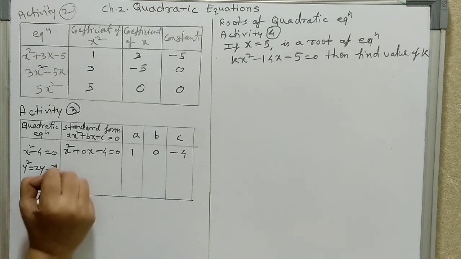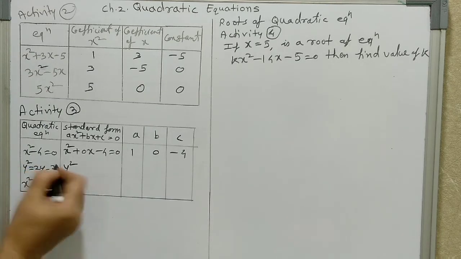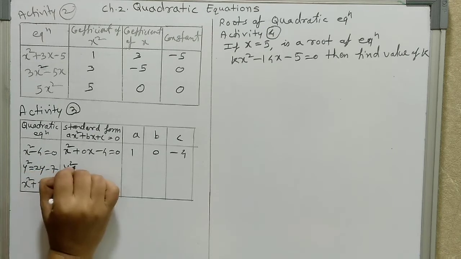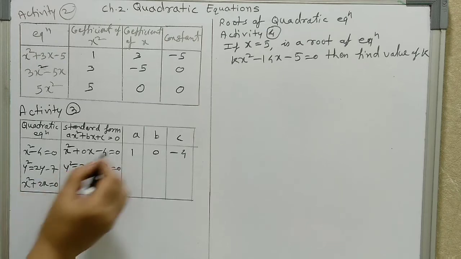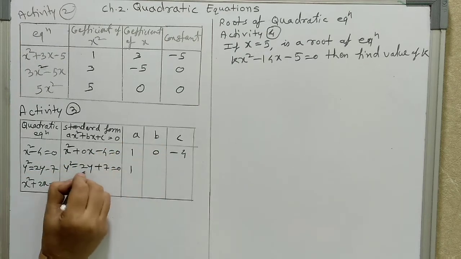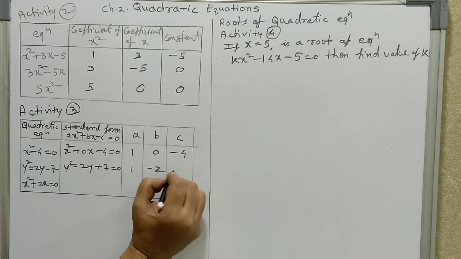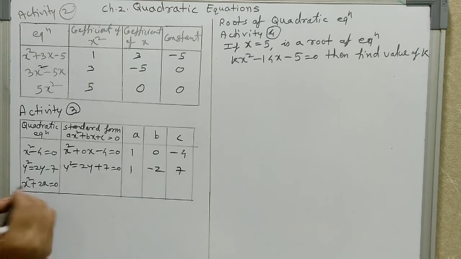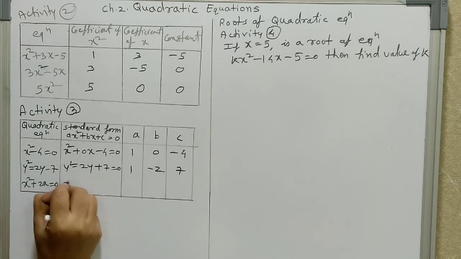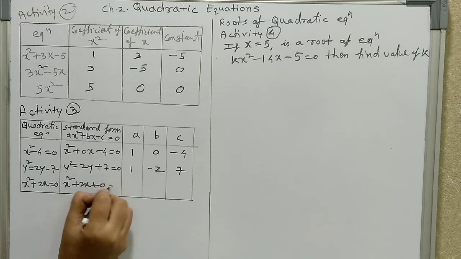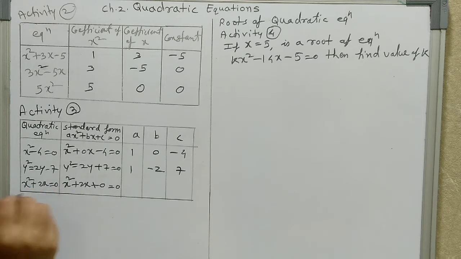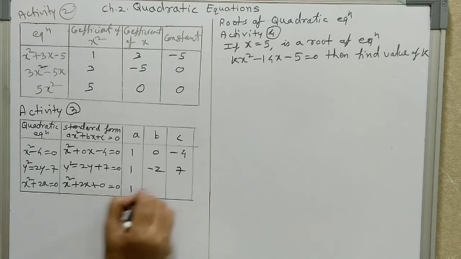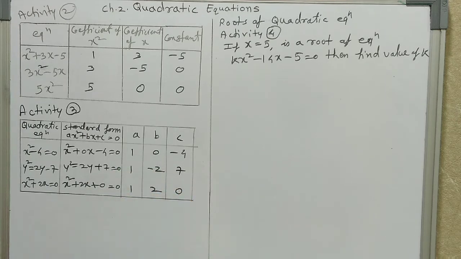Now the second equation: we convert y square, the 2y to this side. So on this side it is minus 2y, and minus 7 becomes plus 7, equal to 0. So the value of a becomes 1, the value of b becomes minus 2 and c is 7. Now the last equation we convert into standard form: x square plus 2x plus 0 equal to 0. So what is the coefficient of x square? That is 1. So the value of a is 1, the value of b is 2 and the value of c becomes 0. So this is how we convert the equation into standard form.